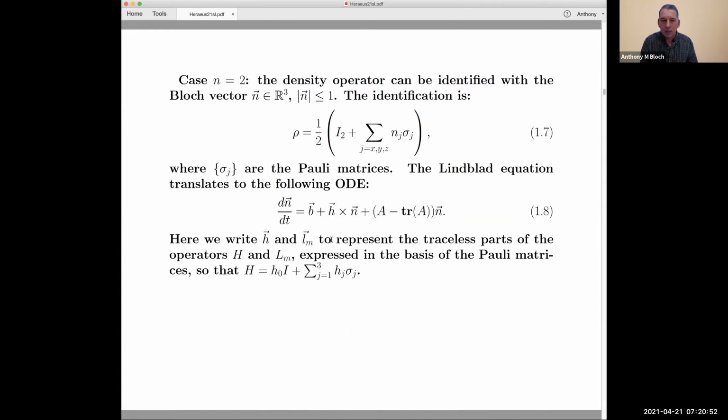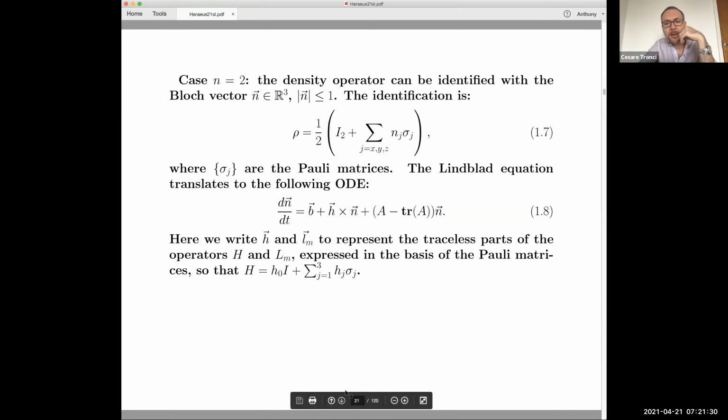So it looks a little bit like rigid body dynamics or something like that. And then you have a dissipative term. And here, H basically represents the traceless parts of the Hamiltonian, and Lm represents the Lindblad operators expressed in the basis of the Pauli matrices. So the Pauli matrices here are giving you this sort of Lindblad form.